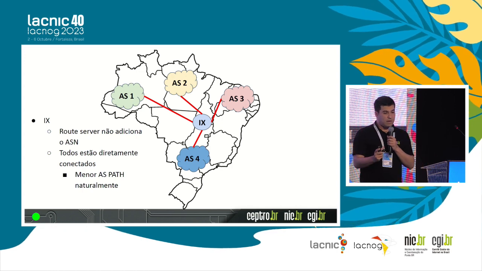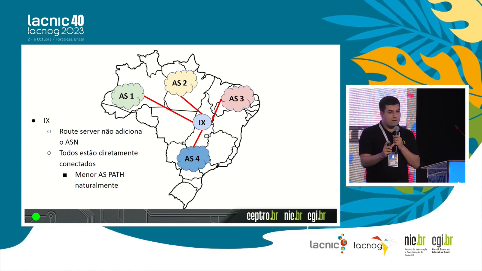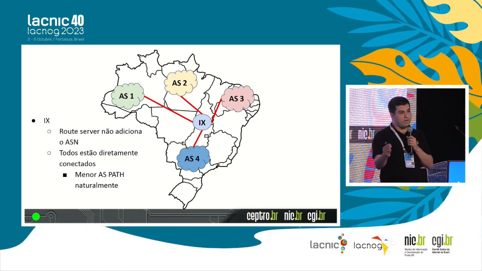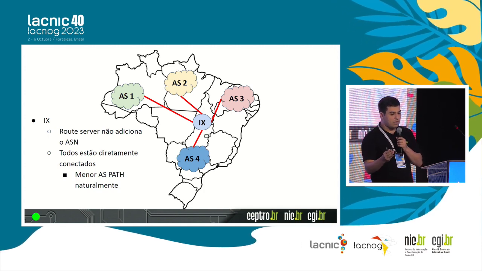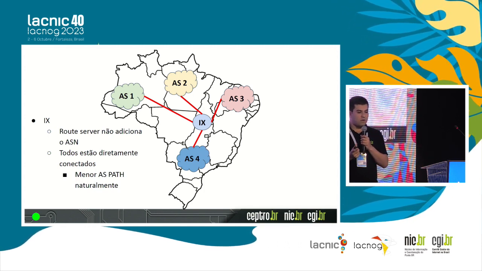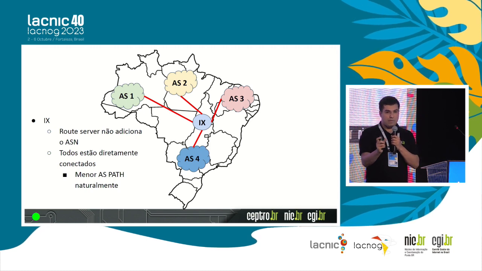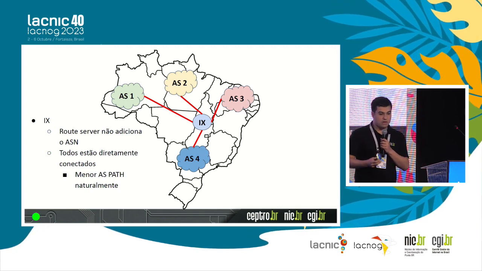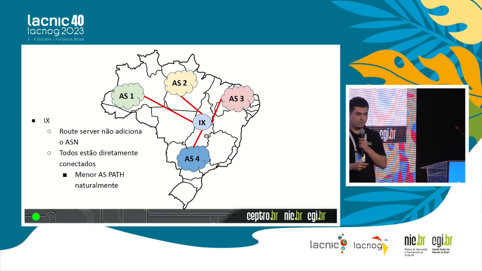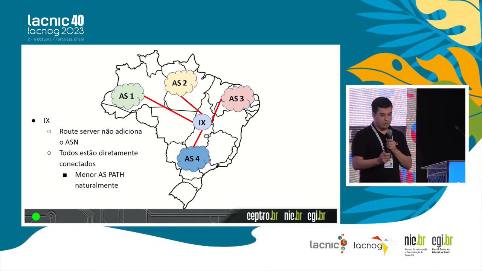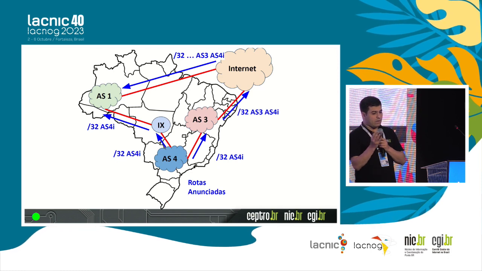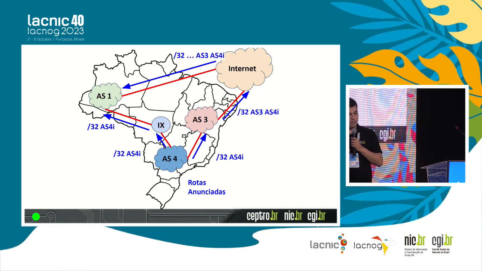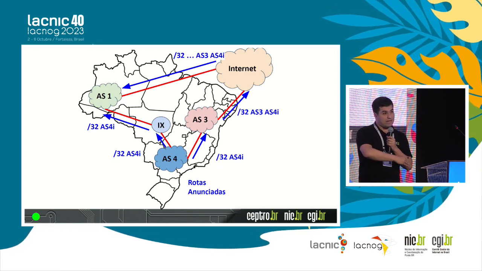So the traffic starts to be exchanged directly without going through the route server. It goes directly through the switch. So in theory, the IX allows the autonomous systems to connect directly. So naturally, they allow us to have a shorter autonomous system path. And that is one of the things that Lucas mentioned. So we have a shorter autonomous system path.